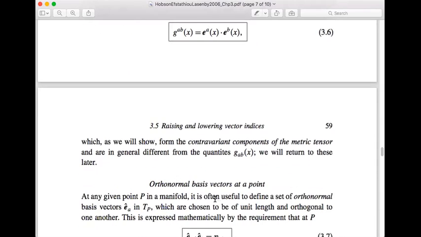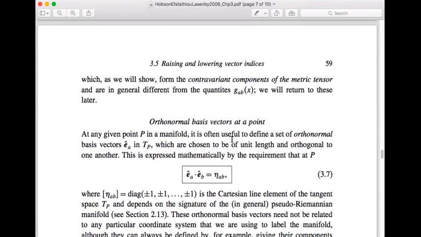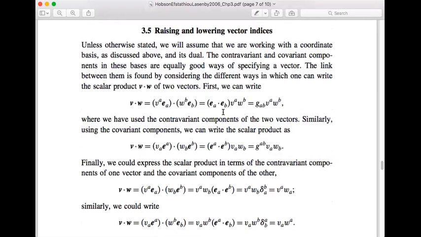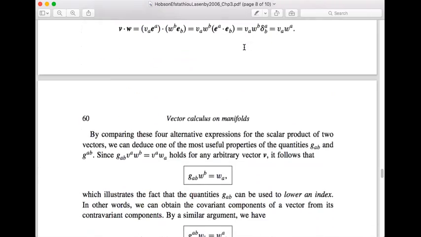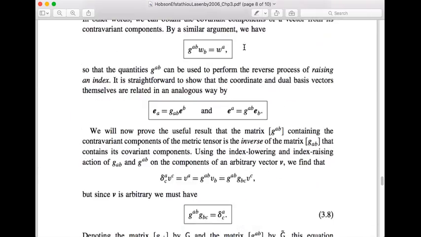And then he's going to talk about changing bases. Raising and lowering, we'll deal with that next week. That's converting between covariant and contravariant components.